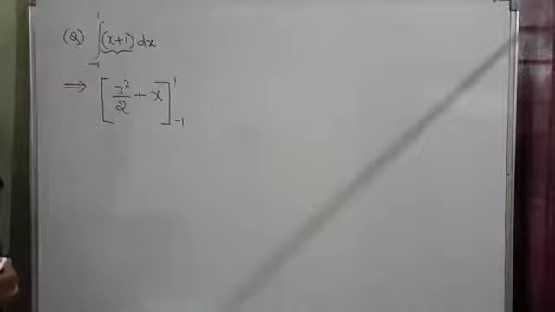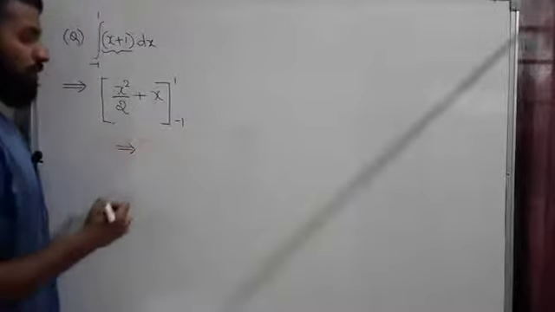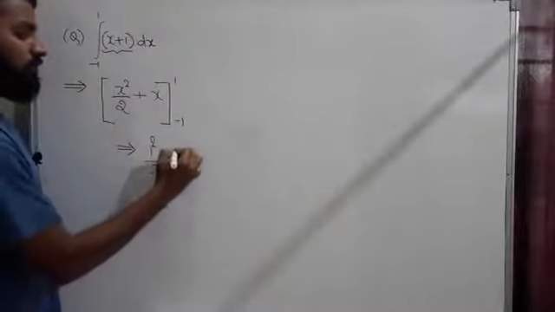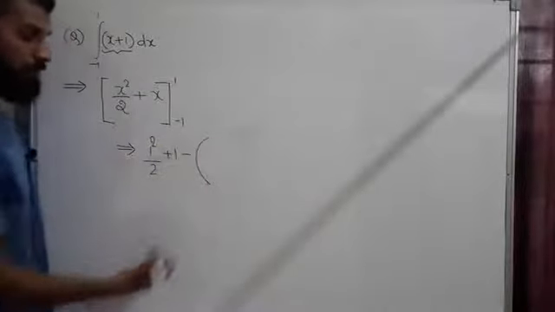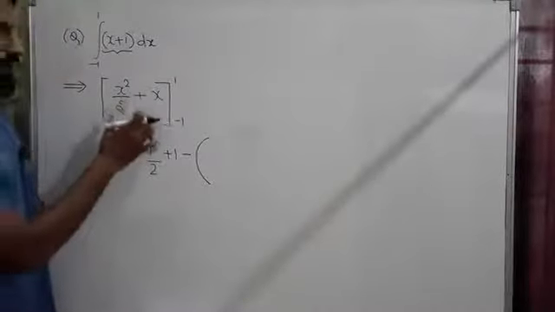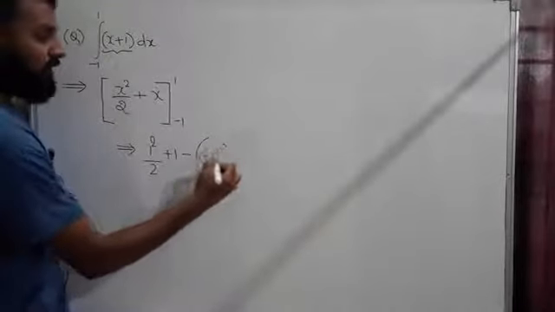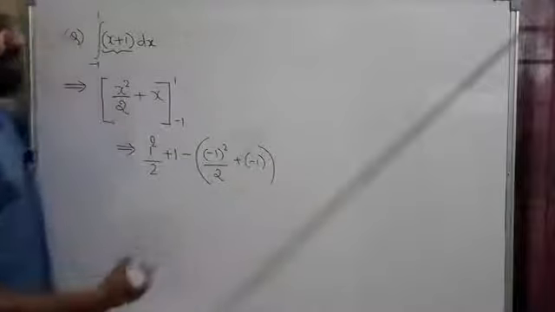So if I want to solve this integral, I'll put the upper limit first. That will be 1 square upon 2 plus 1. So I'm done with the upper limit. I'll write minus, then I'll put a bracket because I have two terms. So let me write the lower limit now: minus 1 the square divided by 2 plus, then we wrote minus 1.